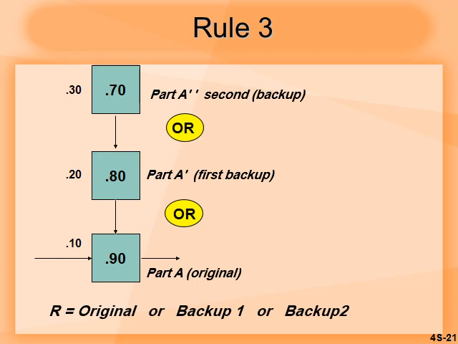The first backup, its performance reliability equals failure of the original times success of the first backup, plus the third part or the second backup, its reliability equals, the story from the early beginning, failure of original times failure of the first backup, and then success of the second backup or A double prime.